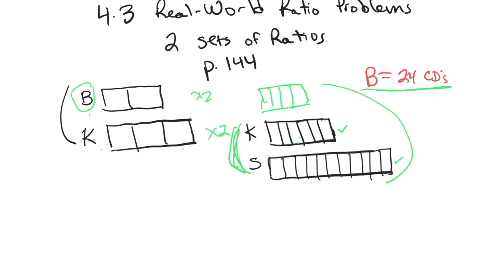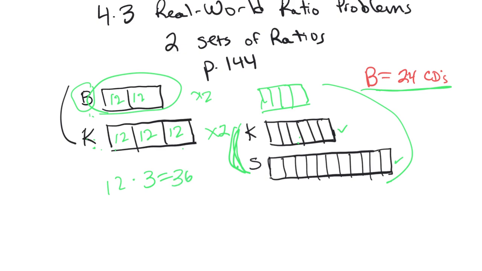And then you can solve it just by using these ratios like you learned how to do before. I'm just going to take Brad's 24 CDs and plug it right into here, into his ratio of 2 parts. So that means each one of his parts is 12 CDs. And if each one of the parts here, in comparing to Keith, has 12 CDs, then Keith has 36 CDs, because 12 times 3 is 36.